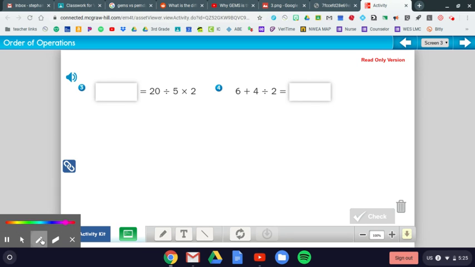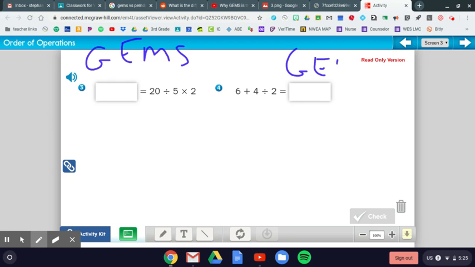I'm going to set up my screen by circling my symbols and by putting gems on top for my 2 questions. This would be a good time to pause the video and get a piece of scrap paper so we can do these together. All right, I'm ready if you are.